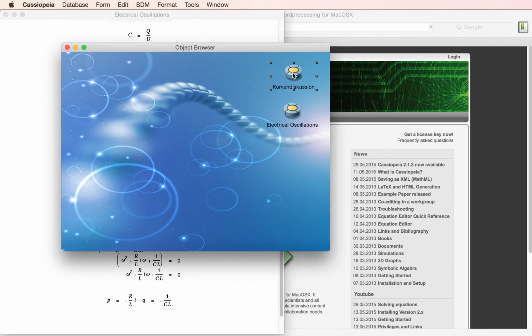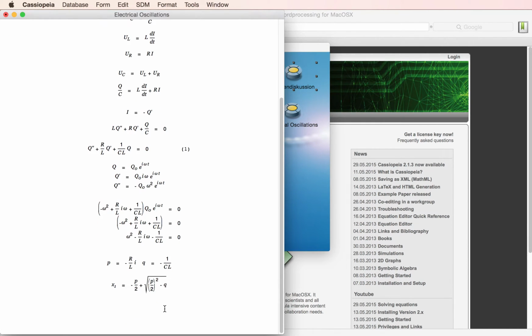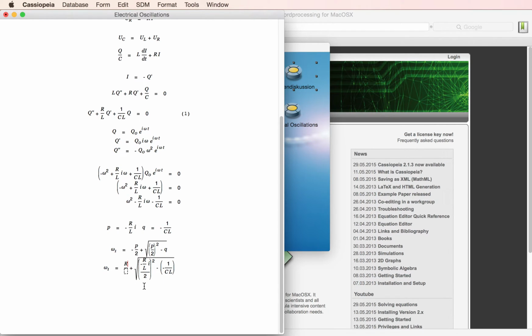We have a PQ formula somewhere. Let's take this one, just make a copy of it, and rename it to omega 1. So we can simply substitute into this equation now and get omega 1. This is R over 2L times I, the minus cancels out. R over 2L minus, and we have the same here.